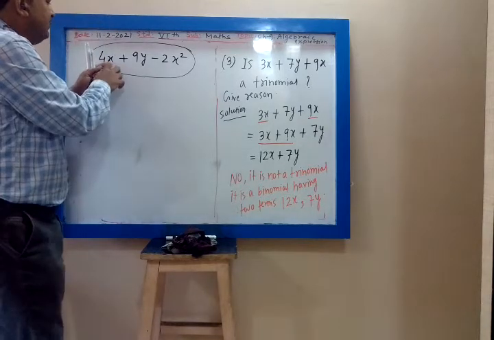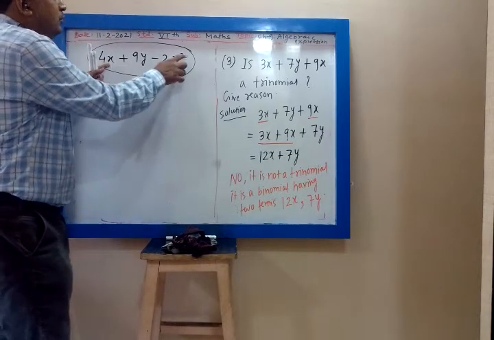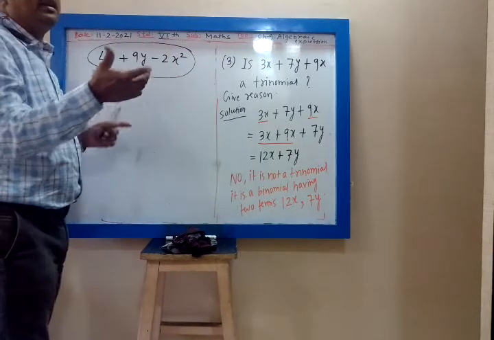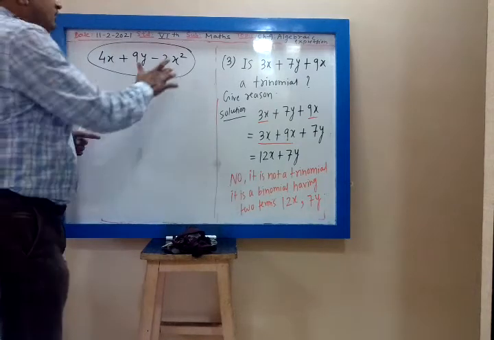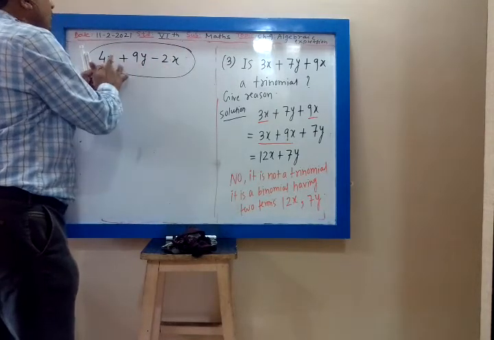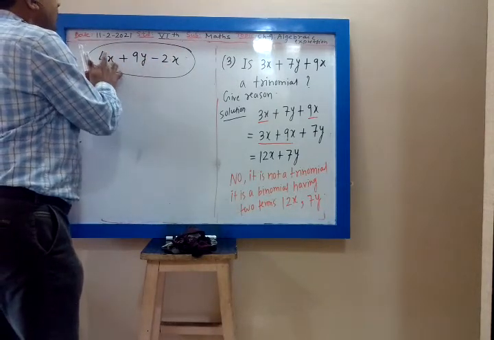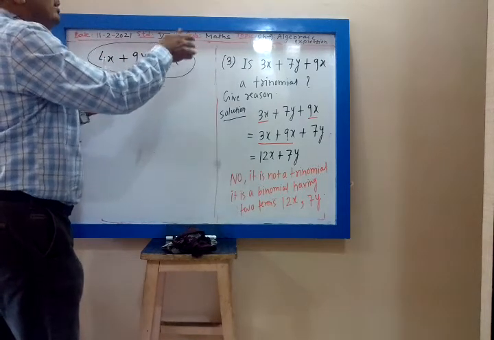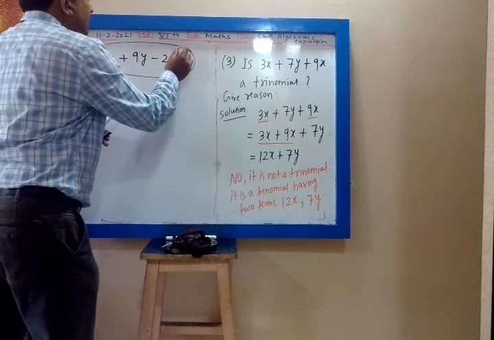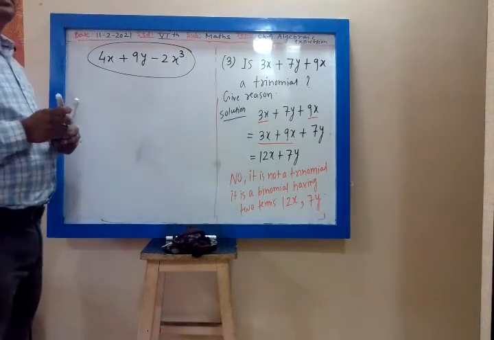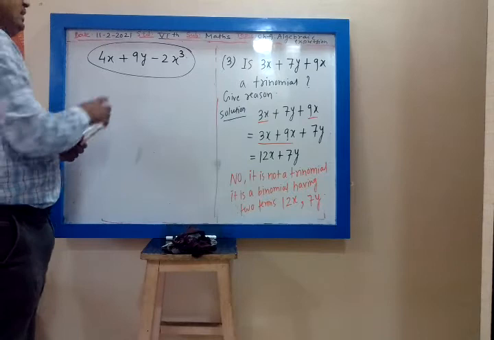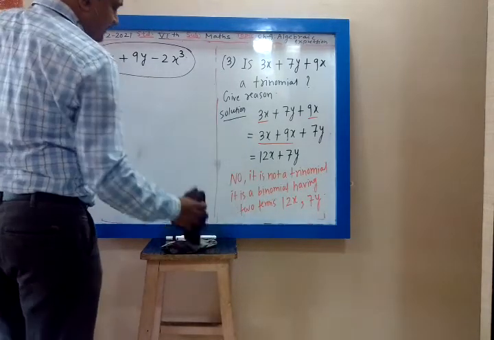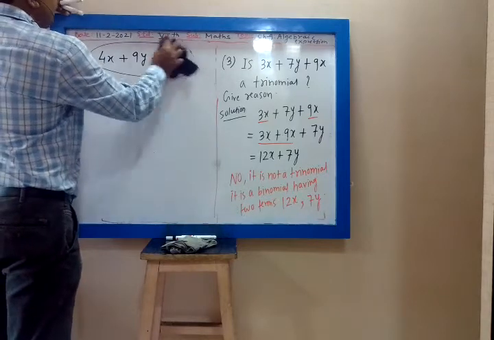What is the power of x? 1. What is the power of x? 2. So I cannot add these two because they have different powers. If it were x, then I could simplify: 4 minus 2 is 2, so 2x plus 9y, and it would be a binomial. But if the powers are different, I cannot add, so in this case it will be a trinomial.